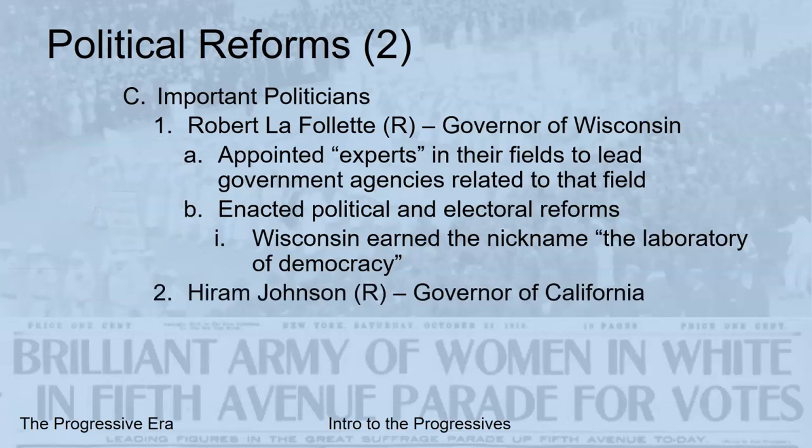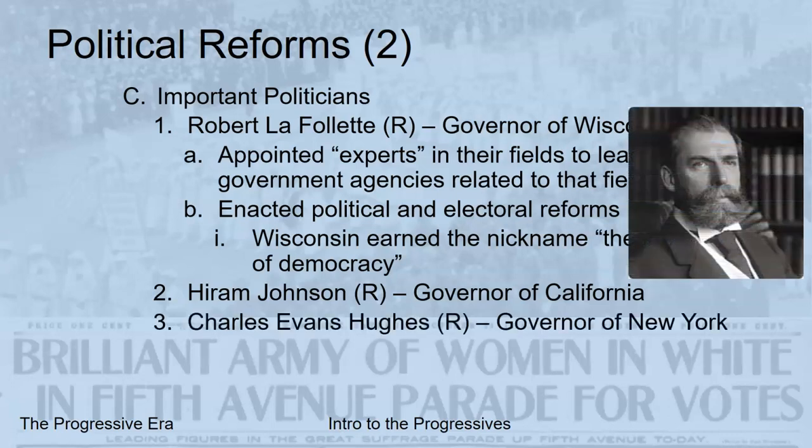Now, a couple of other guys who were some early important progressive politicians, I'll just mention them. A guy named Hiram Johnson, he was governor of California, and then this is Charles Evans Hughes, who was governor of New York. I do want to point out that all the R's next to their names, that stand for Republican. They were all Republicans. There are plenty of Democrat politicians as well. Some of the more important ones are going to be running for president or doing things on a more national level. These guys did things on a more state and local level.